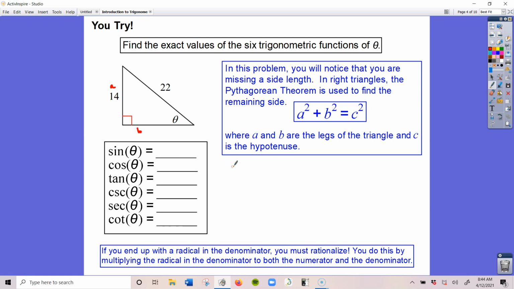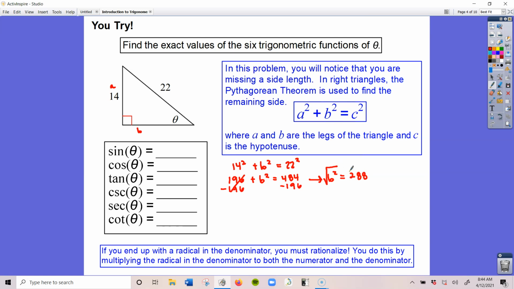I'm going to solve for B, so that would be 14 squared plus B squared is equal to C squared, which is 22 squared. Now 14 squared is 196, plus B squared is equal to 22 squared, which is 484. Now we subtract the 196 from both sides, and we get that B squared is equal to 288.